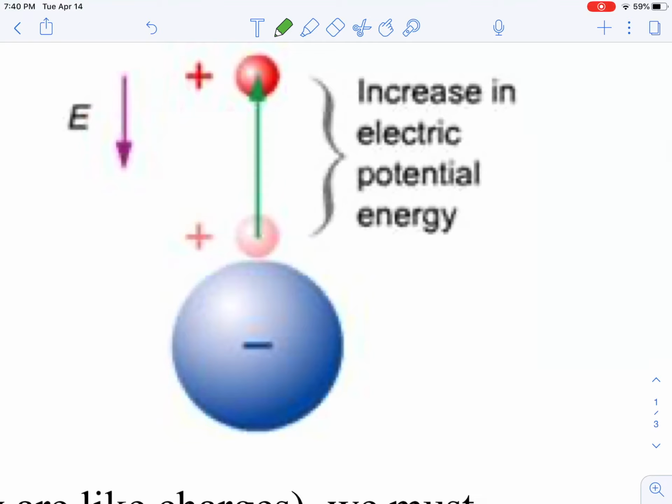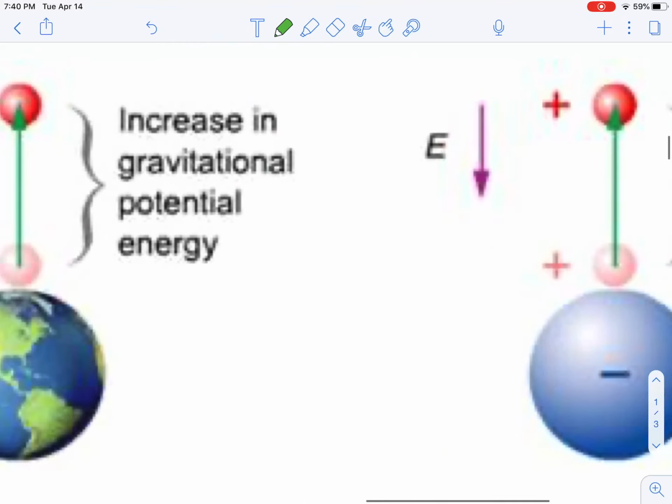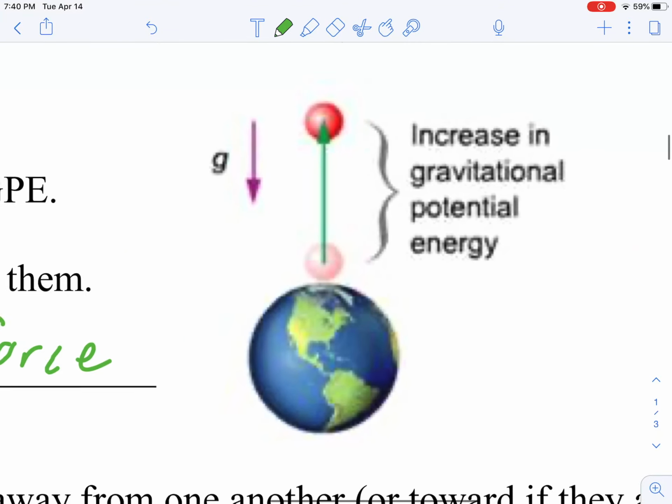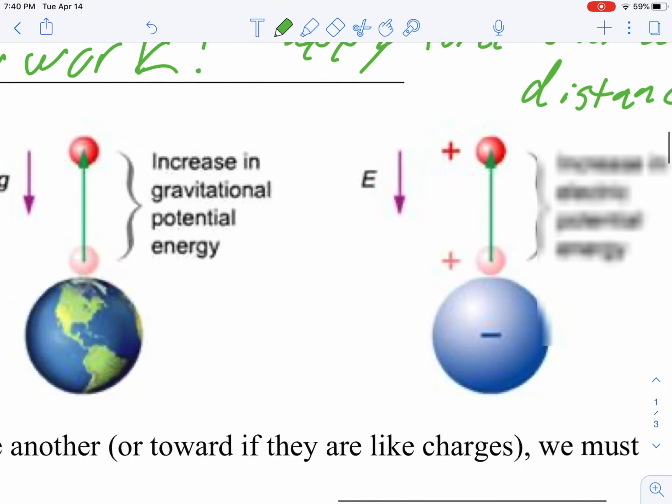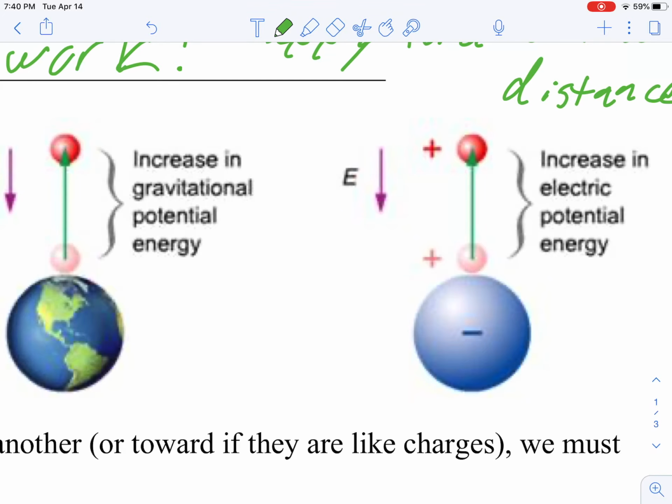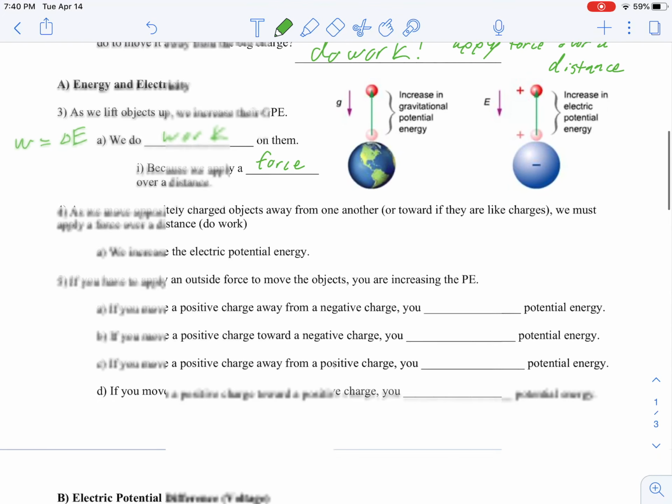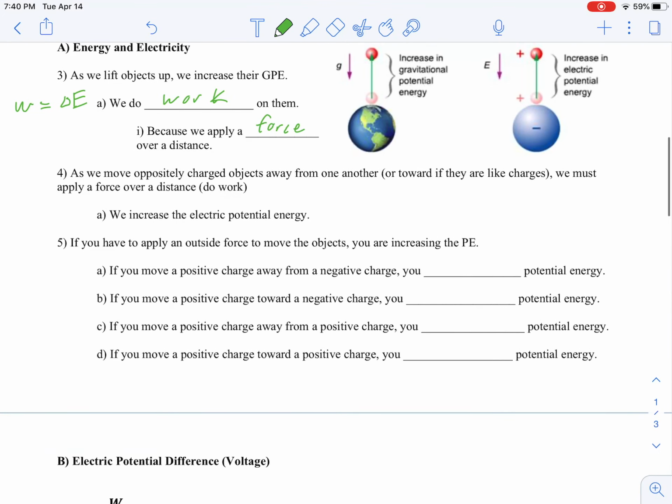Over here, think about instead of the Earth, we have a big negative object, and instead of a massive object, we have a positive object. We increase the electrical potential energy when we move a positive object away from a negative, because if we let go of that positive object, it's going to fall back to the negative, right? Just like if we let go of this object here, it's going to fall back down to Earth. Different to think about, but it's very similar for our purposes.